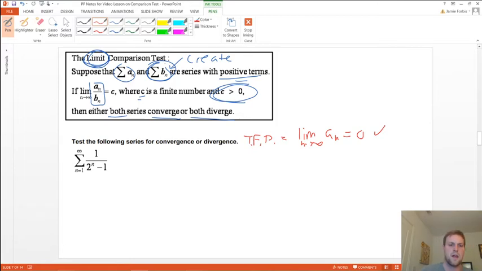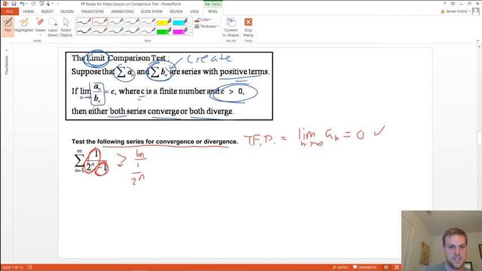But anyway, it says test the following series for convergence or divergence. So I'm going to compare it to the leading powers that I got, which in this case, I'm going to make b sub n be 1 over 2 to the n. Now, just logically thinking about this, if I subtract 1, which is the only difference here for a sub n, that's going to make that fraction just a little bit smaller, which makes it just a little bit bigger of a value.